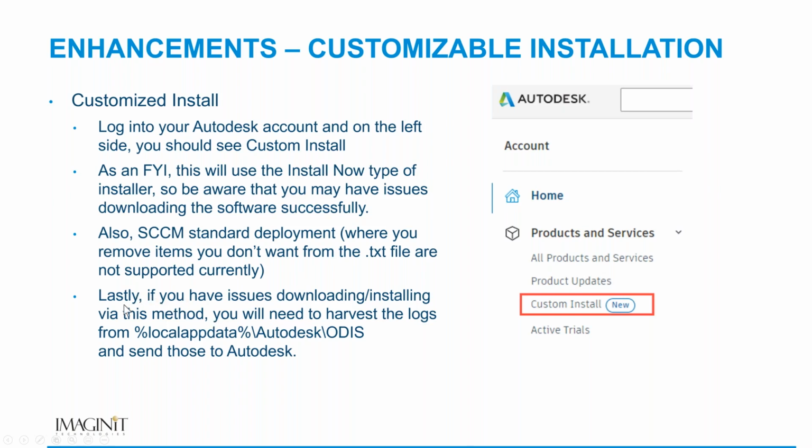It's all or nothing. Lastly, if you have issues downloading and installing via this method, you will need to harvest the logs from %localappdata%/Autodesk/ODIS. That's where your install logs are. That's where you're going to find out what's failing. Then we need to send those to us and/or Autodesk, and then we can figure out why it's failing.